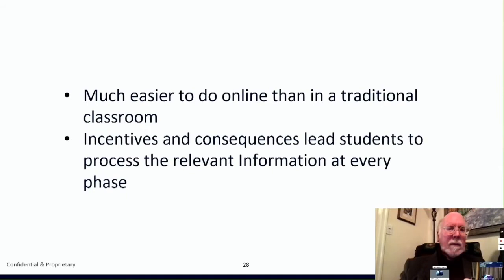This is much, much easier to do online. In Zoom, for example, you can use spreadsheets to set up breakout groups in advance. So it's not that hard to start off with the phase one groups where they're each homogenous and then move into a second phase, where we reassign them. You do this with spreadsheets, much easier than trying to do this in a classroom. The key though is incentives and consequences lead students to process the relevant information in every phase.